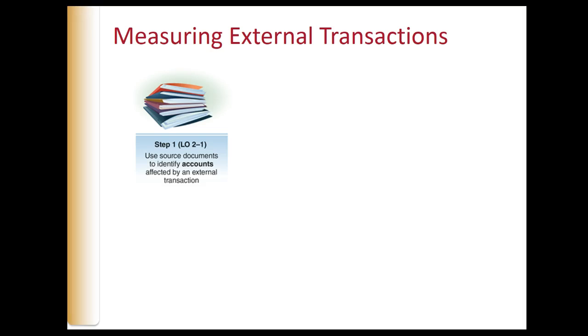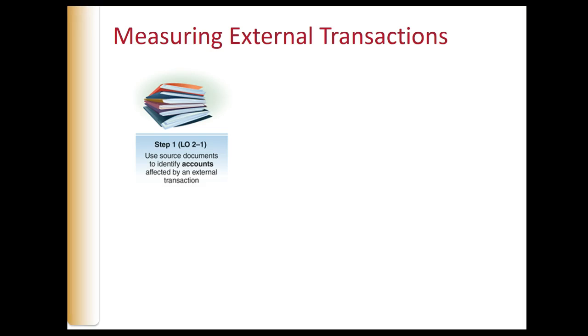So in measuring external transactions, we're going to start and review each of these steps. Step 1, gathering information about a transaction. Source documents like sales invoices, bills from suppliers, signed contracts, they provide information related to this external transaction. These source documents are used to determine the accounts that will be affected.